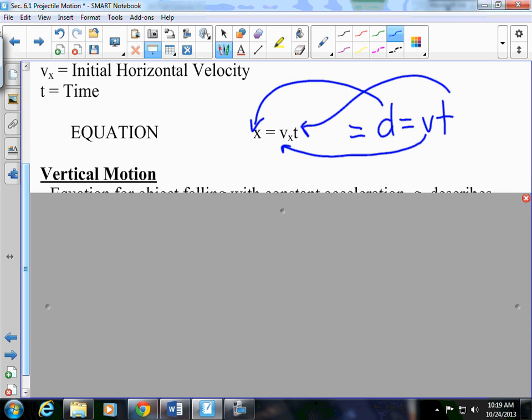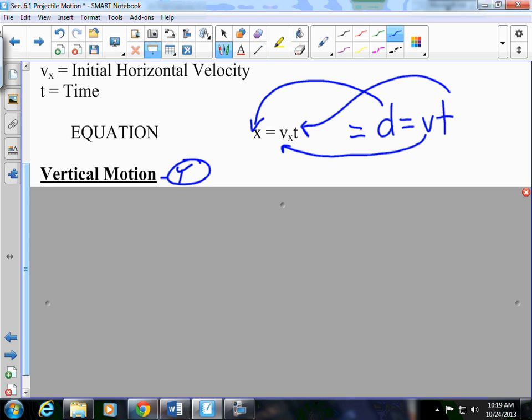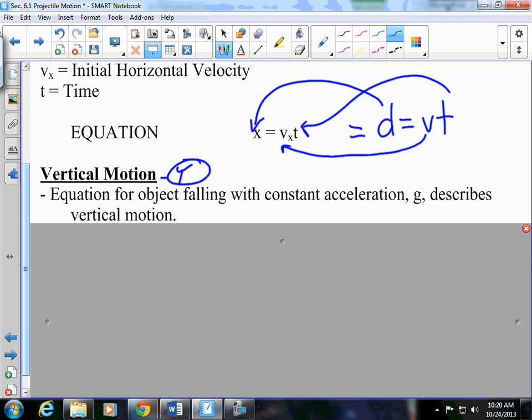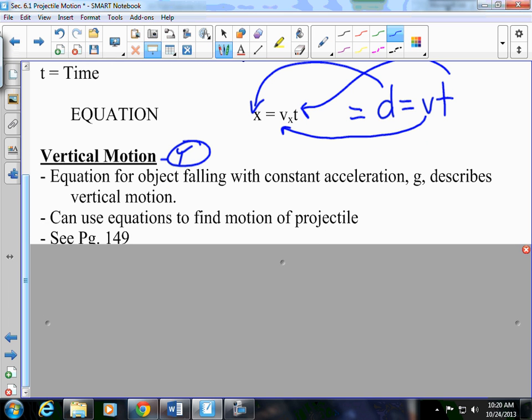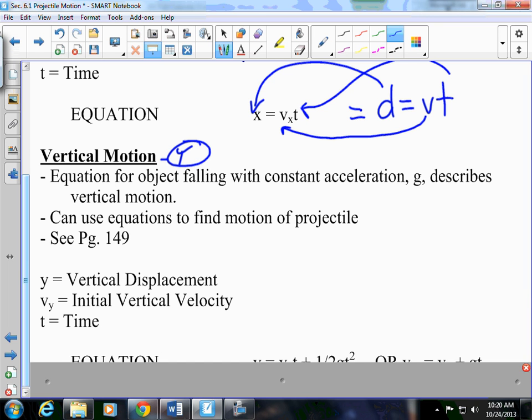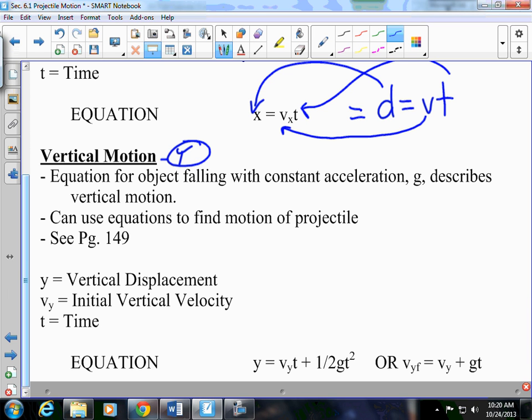When we break down and look at vertical motion, our Y direction, anytime you throw an object up vertically, you have to deal with gravity. So we are going to have gravity as a part of this equation. You can use multiple equations to find the motion of a projectile, but essentially you're going to have two equations.